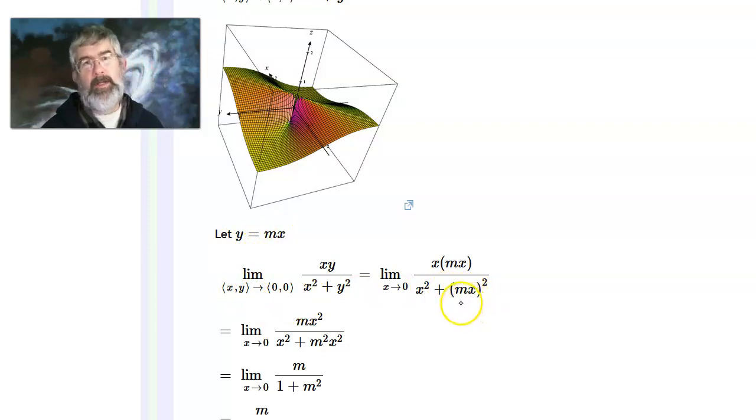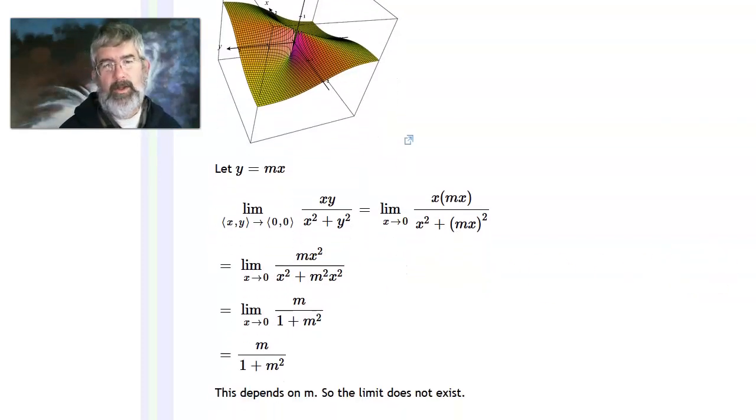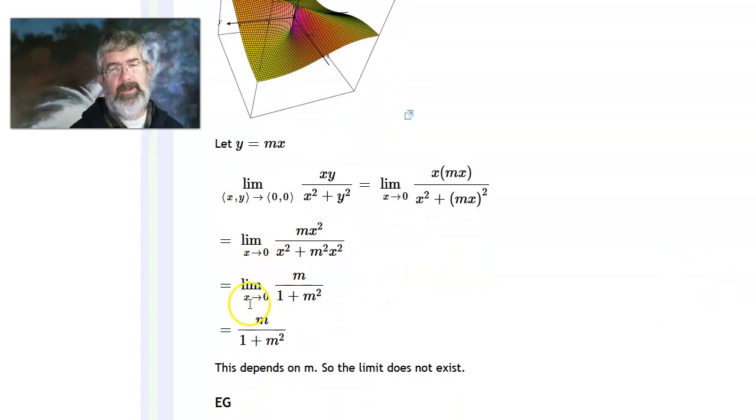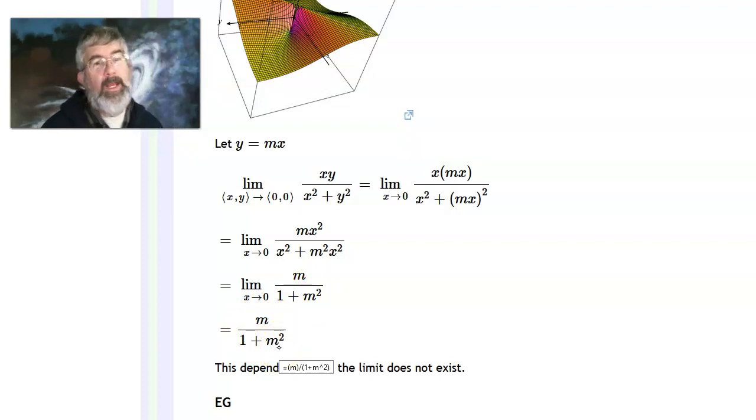But now I just had a Calc 1 problem, and I've got mx squared over x squared plus m squared x squared when you multiply that out. But what happens here is I can factor an x out at top and bottom and cancel out, leaving the limit of m over 1 plus m squared. Well, the limit as x goes to 0. Not m, but x, right? And there's no x's in here. So this is a constant with respect to x. And so the limit is m over 1 plus m squared. Notice that this depends on m.